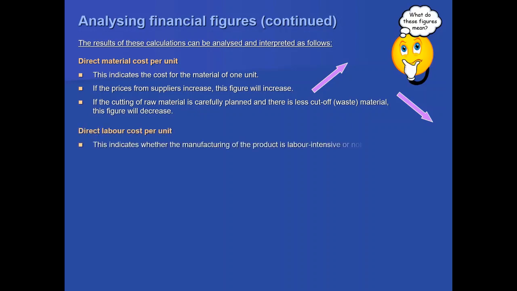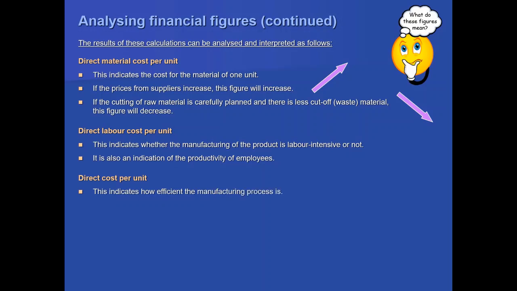Direct labor cost per unit. This indicates whether the manufacturing of the product is labor intensive or not. So the higher the direct labor cost per unit, the more labor intensive it is. It's also an indication of the productivity of employees. So the lower, the more productive the employees, obviously.